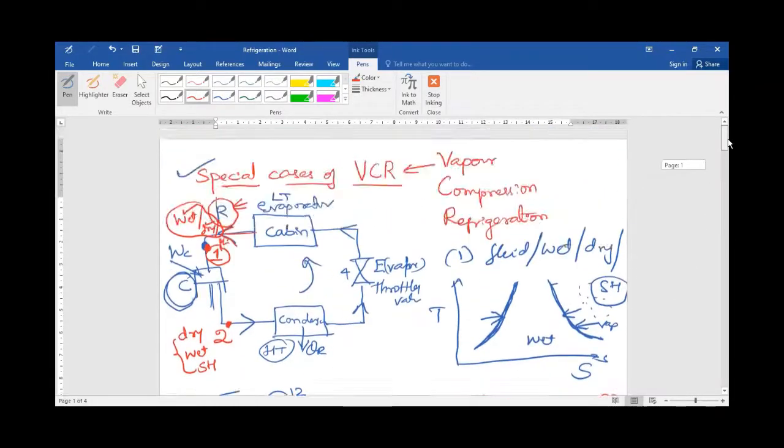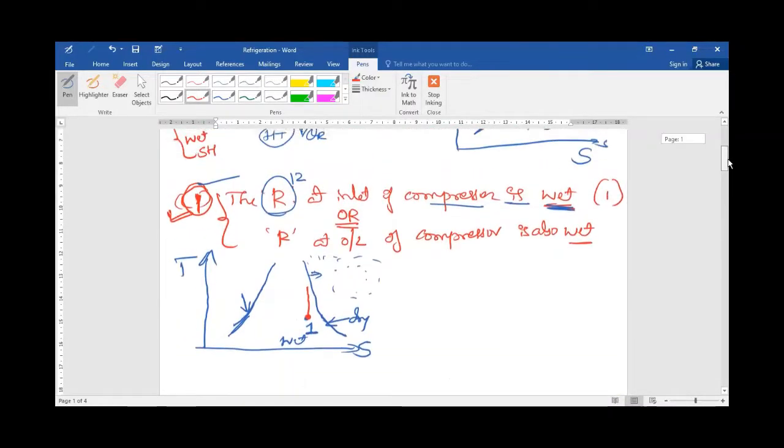Here I have written: point number one is input to the compressor. So compression, and point number two is outlet of compressor. Okay, what is the first case he has given? Case number one is the refrigerant condition at inlet of the compressor is wet. So that is the reason I have taken here.